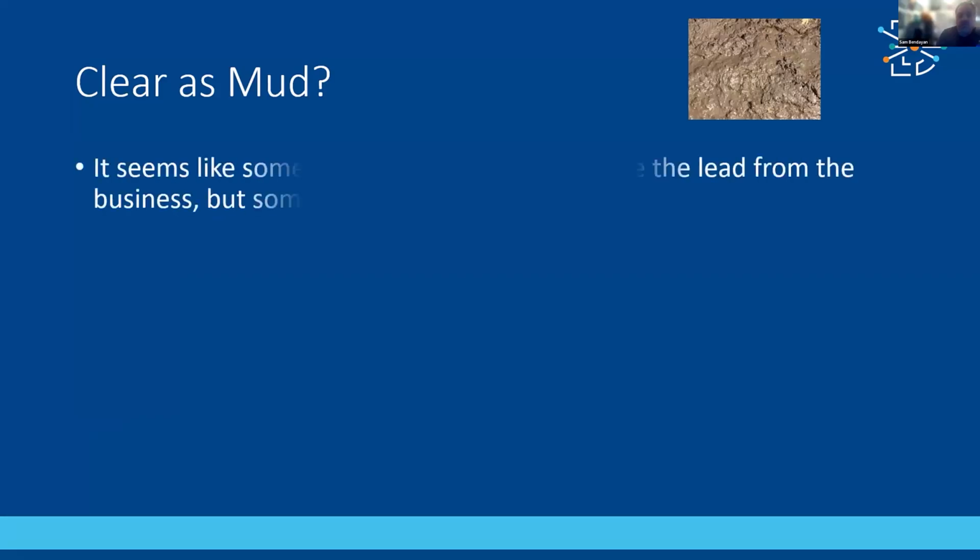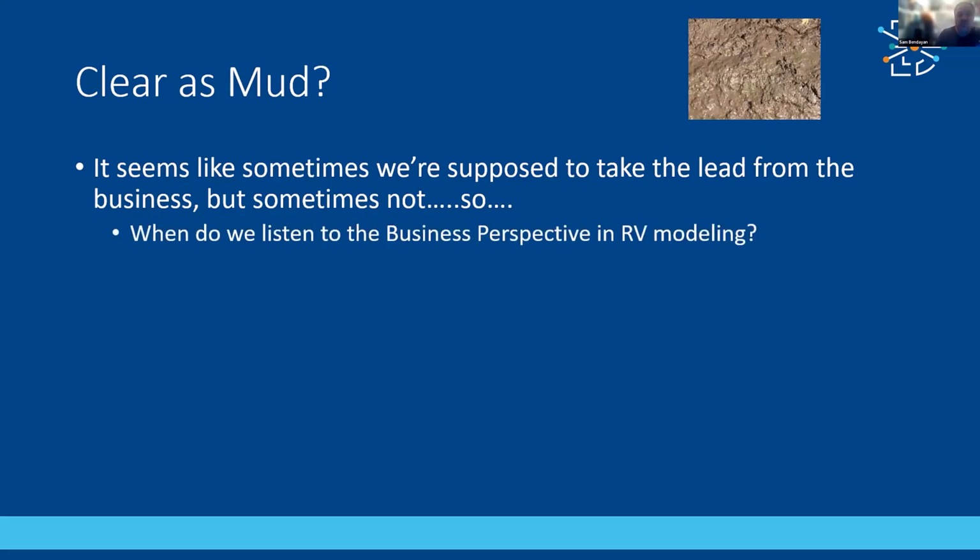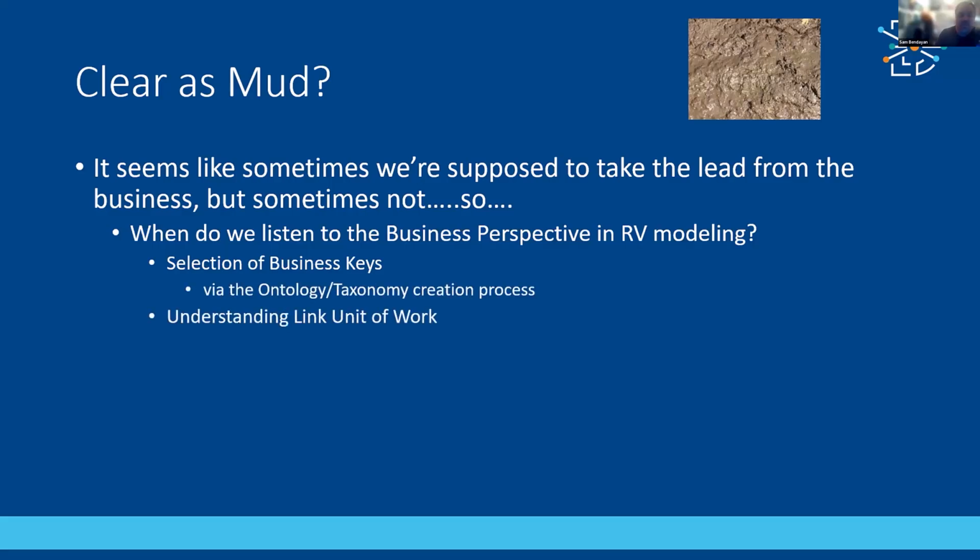Clear as mud. Okay, well, one of the things that is a bit confusing to people when they hear all this is they say, well, there's a lot of nuance in Data Vault. It's not simple. You're right. It's not simple, right? We're not just listening to the business. We're not just looking at the data sources. We're doing both. So sometimes you have to listen to the business and sometimes you don't. So what's the line, right? When do we listen to the business? Well, when you're looking at business keys, right, via the ontology taxonomy process, when you're doing the link unit of work, that comes from the business rules, obviously.